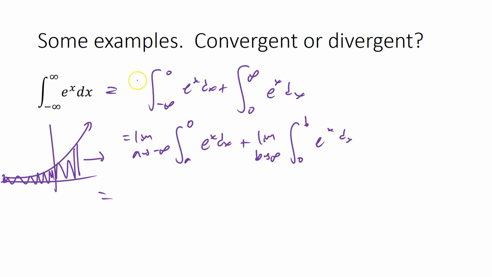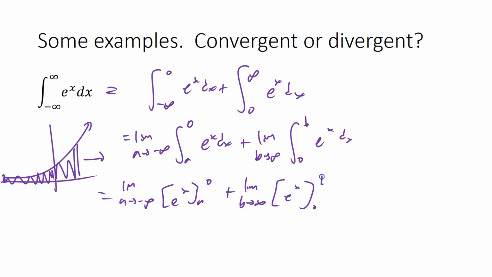Okay, they're called improper integrals because you have infinities on one side or the other. That's why they're called improper. So we have the limit as a approaches negative infinity, e to the x, that's the antiderivative, right, from a to 0, plus the limit as b approaches infinity, e to the x from 0 to b.